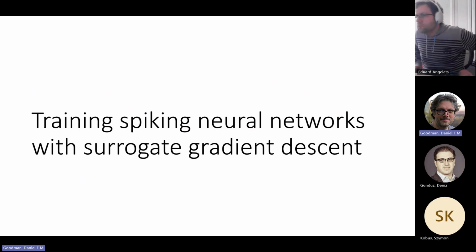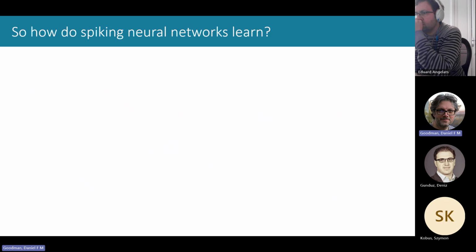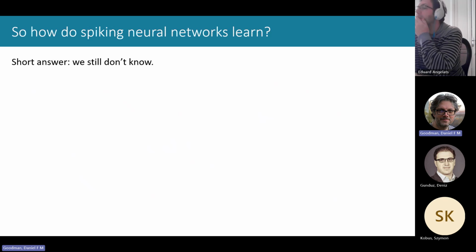All right. So now let's get on to how we can actually train these networks to do something interesting, right? Because that's ultimately what we want to do if we're thinking about machine learning applications. It's also ultimately what the brain wants to do, so it's also of interest for neuroscientists. So what do we know about how spiky neural networks learn? Well, the short answer is we don't know. There's so much we don't know.